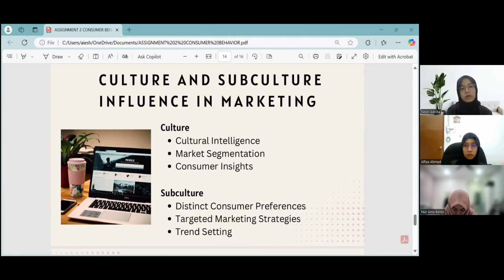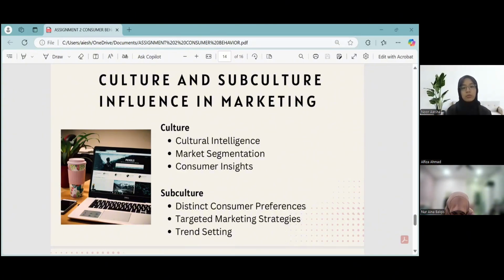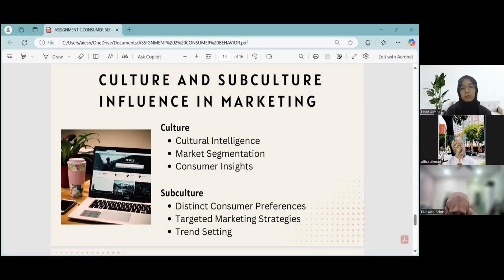Next, for the subculture, what I can summarize is that smaller segments within a larger culture offer unique opportunities for targeted marketing. Subcultures often have distinct preferences, behavior, and identities, enabling brands to craft tailored strategy that resonate deeply with these groups. For example, the vegan consumer prioritizing plant-based product or gamers supporting the brands aligned with their lifestyle.